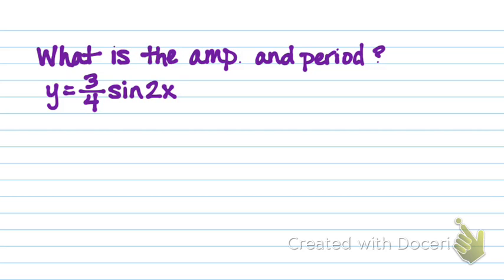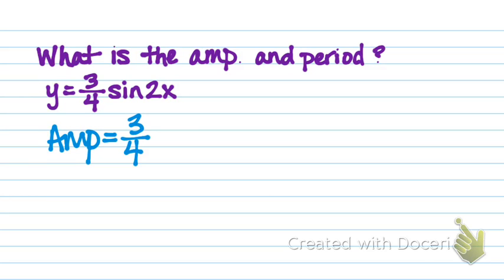Alright, so on this second problem it says what is the amplitude and period. So I need to be able to look at an equation and determine what the amplitude and period of the graph would be. So first thing you're going to do for the amplitude, it's always the number in front of sine or cosine. So that's going to be 3 over 4. So this graph would go up to 3 over 4 and down to -3 over 4. Then we do the period of the graph.